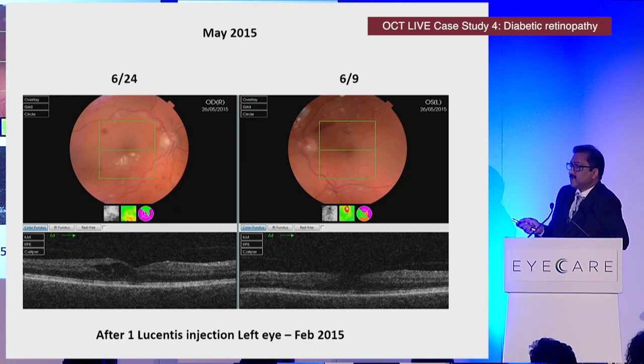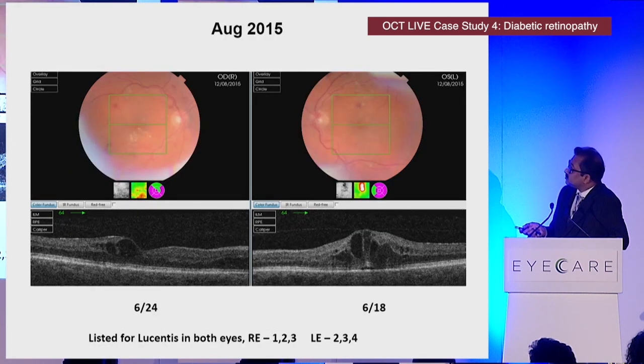We didn't give him any treatment at that stage because he had a heart attack and we wanted to wait for 3 months before starting treatment again. We saw him in August, and at that time you could see the edema was coming back. The right eye was getting worse as well, so we listed him for Lucentis in both eyes. It was a course of 3 injections in each eye.